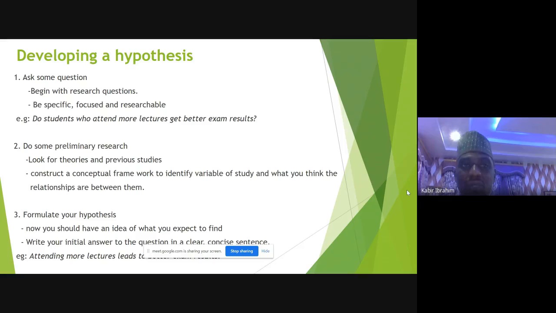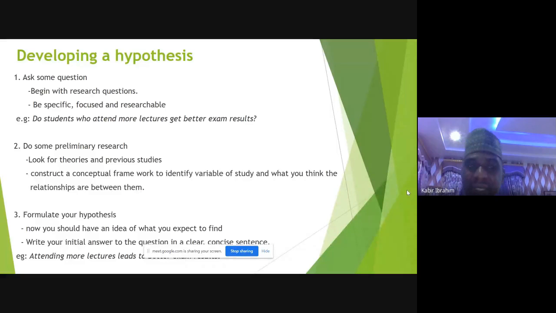So when you want to develop your hypothesis, we have some steps that you can easily follow and achieve your goal. 1, ask some questions. You have to begin your research with questions. That is what we call research questions, as I stated earlier. Then you have to be specific. You have to be focused. And the question you ask is a researchable question. Is the question you set a researchable question?